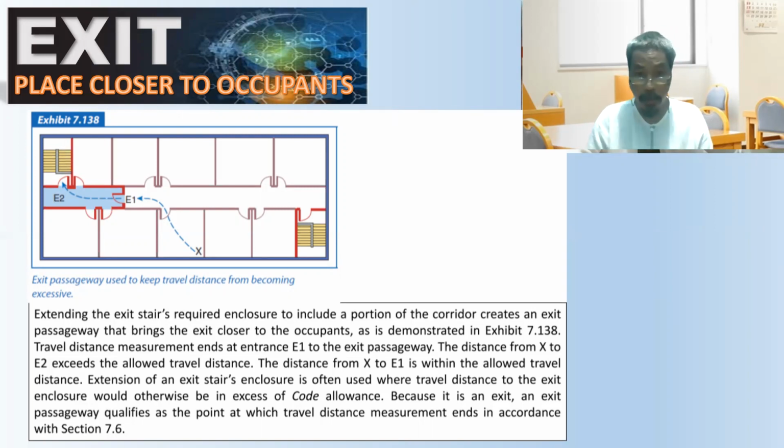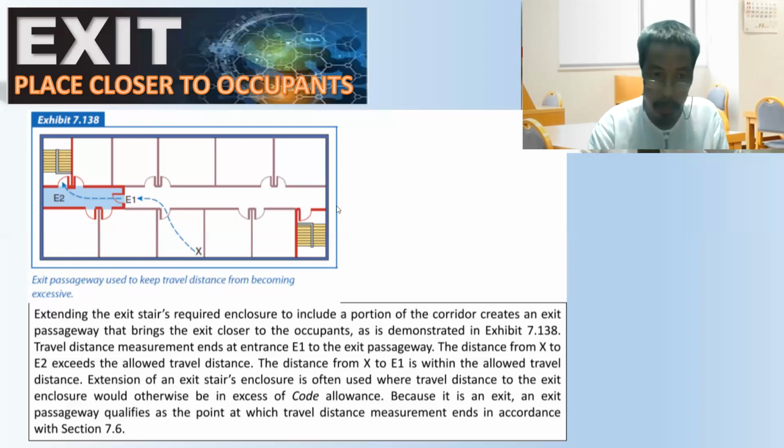So extending the exit stairs required enclosure to include a portion of the corridor creates an exit passageway that brings the exit closer to the occupants, as in this picture. In this picture, we have an exit passageway, okay, used to keep travel distance from becoming excessive. So that is our main problem actually as design engineers, building design. So we must check and evaluate if our travel distance is now over the limit of the values suggested by the code.